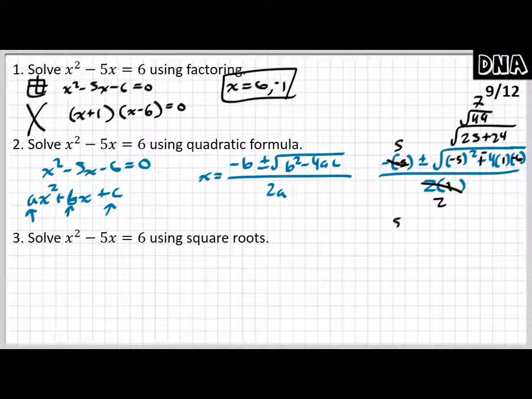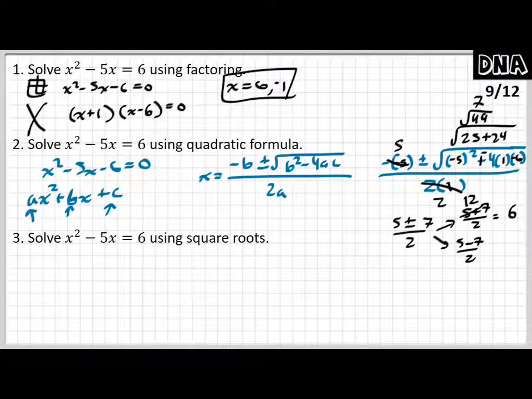Let's rewrite it so it's all pretty. 5 plus or minus 7 divided by 2. That's 2 answers. We have 5 plus 7 divided by 2, and then 5 minus 7 divided by 2. What is 5 plus 7? 12. What is 12 divided by 2? Oh my goodness, he looks familiar. What is 5 minus 7? Negative 2. And what is negative 2 divided by 2? Negative 1. Look at our two answers. They're the same. Oh my goodness.